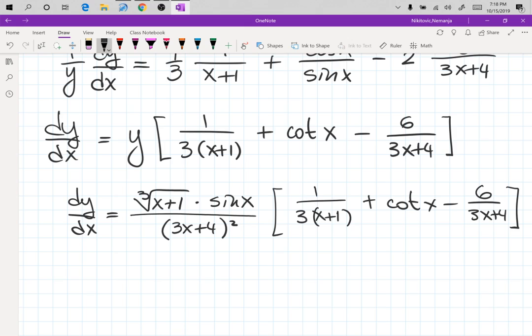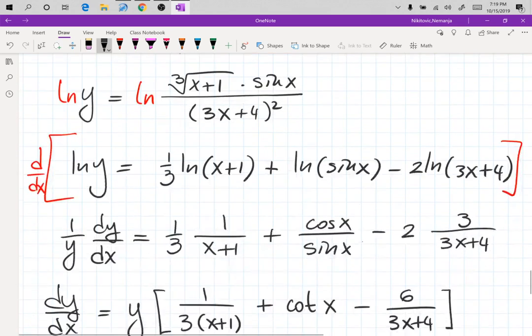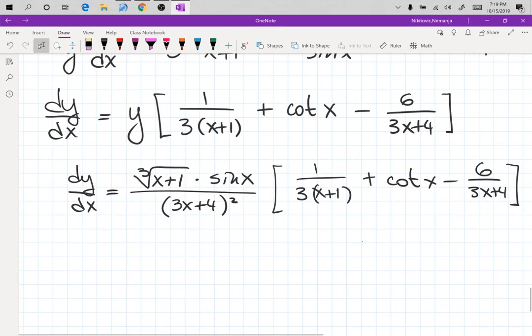How many product rules did we do? 0. How many chain rules? 0. How many quotients? 0. Did you have them all? You had them all. We didn't do any of them. Welcome to logarithmic differentiation.